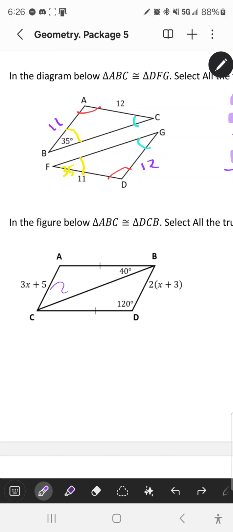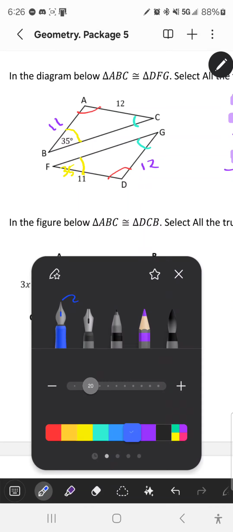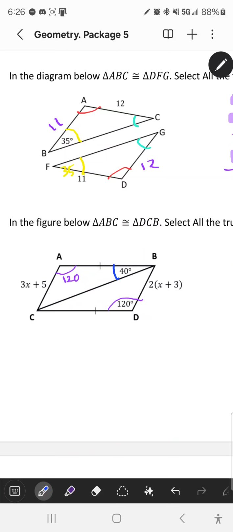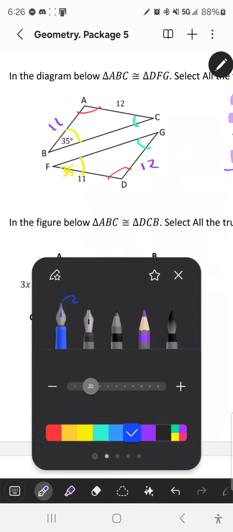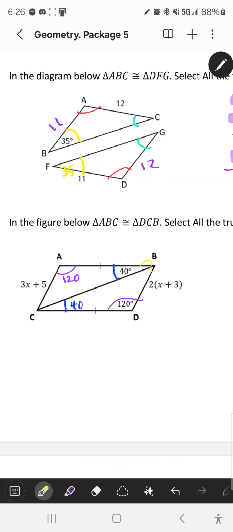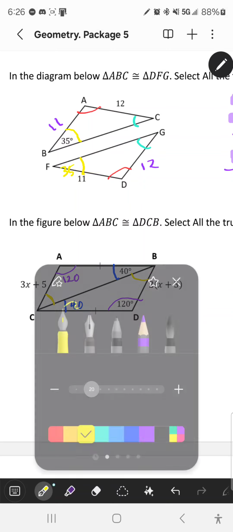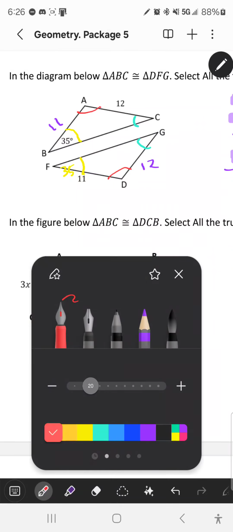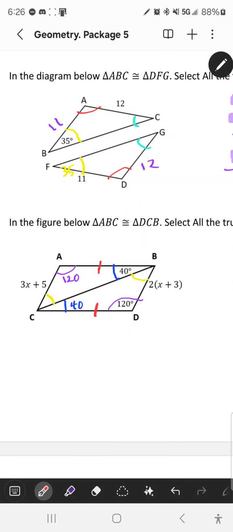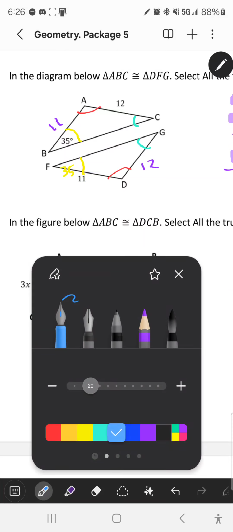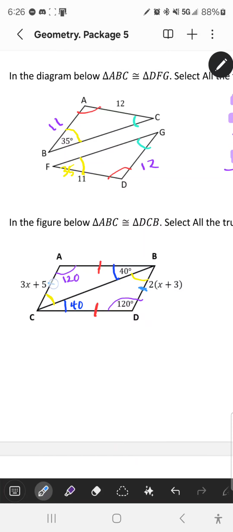So let's check this. A goes with D, so A is also equal to 120. B goes with C, so this is also 40. Now, the opposite sides, we know that this side is going to be equal to this side, and then this side is going to be equal to this side.